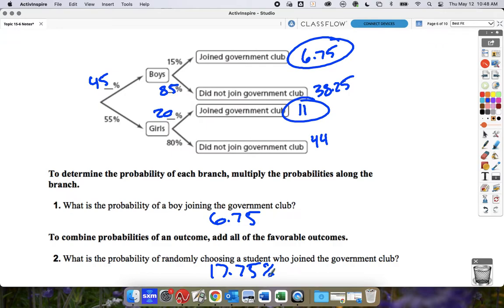If you look at, let's say there are 100 people in the survey, 45 boys and 55 girls. Well, there are 6.75 boys in the club and 11 girls in the club, so you get 17.75 people. You have to make them nice numbers for it to really happen.